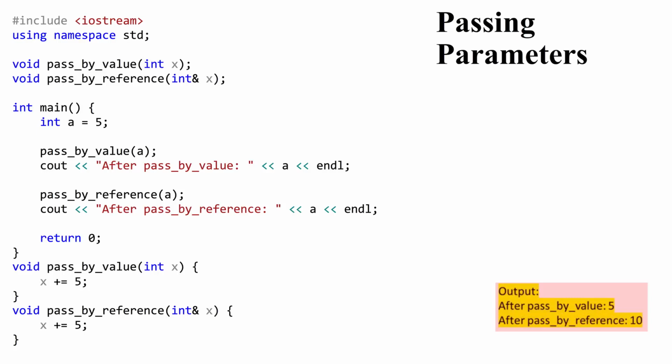Therefore, if we see an & symbol before the parameter, it is passed by reference. Otherwise, it is passed by a copy of a value.